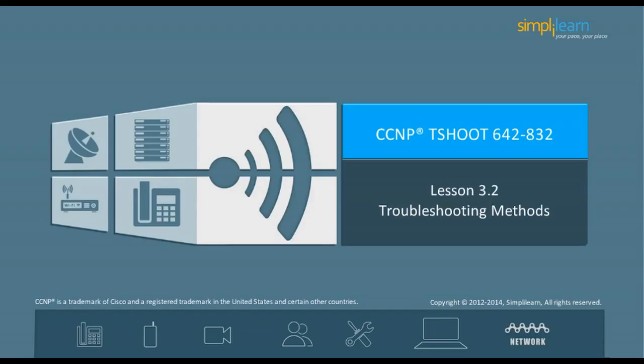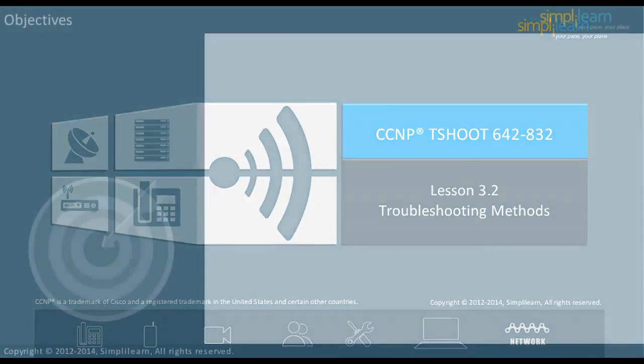The last lesson focused on network maintenance. This lesson focuses on the troubleshooting methods. Let us begin with the objectives of this lesson in the next slide.